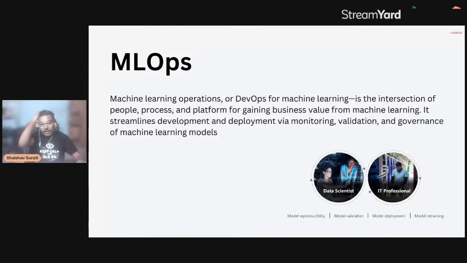Then, what is MLOps? Machine learning operations, or DevOps for machine learning, is the interaction of people, process, and platform to gain business value from machine learning. It streamlines development and deployment via monitoring, validating, and governance of machine learning models. It is like a combination of data scientist, developer, and analytics. So we can say that it is an overall combination of DevOps engineer and ML engineer.